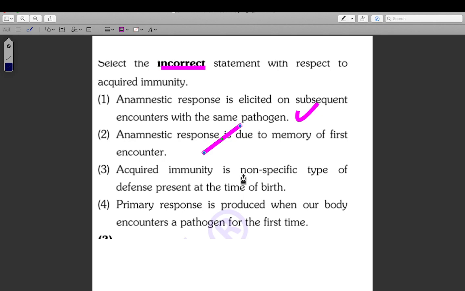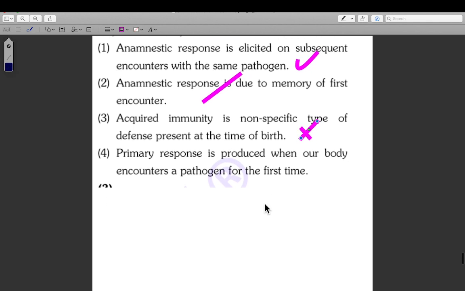Acquired immunity is a non-specific type of immunity defense present at the time of birth. This is not correct. It's specific and it is not present at the time of birth. Then primary response is produced when our body encounters a pathogen for the first time. This is correct and not your answer. So your answer here is option 3, and that is what has been marked here. I don't know if it's visible to you. I think it got a little cut off, but the correct answer is option 3.